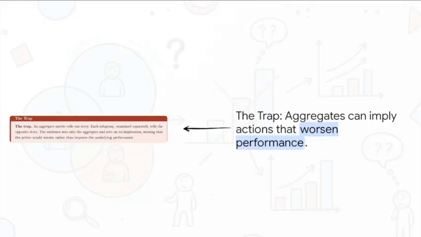And this dynamic creates a severe analytical trap for leadership. An aggregate metric tells one story, but each subgroup, when examined separately, tells the exact opposite story. An executive looks at the aggregate and acts on its implication. What they completely miss is that taking this action would worsen rather than improve their underlying performance. For example, redirecting patients from Hospital A to Hospital B based purely on the aggregate data would actually place them in a facility with objectively worse outcomes for their specific condition.